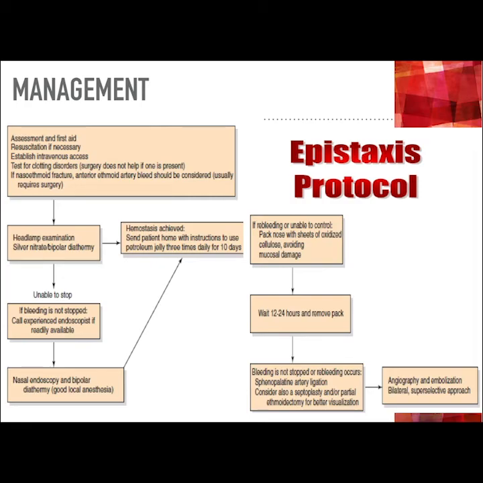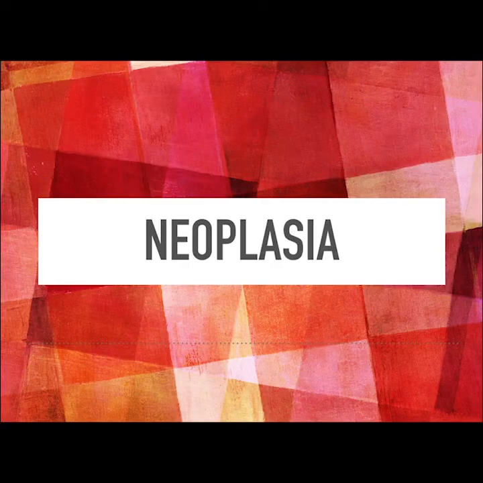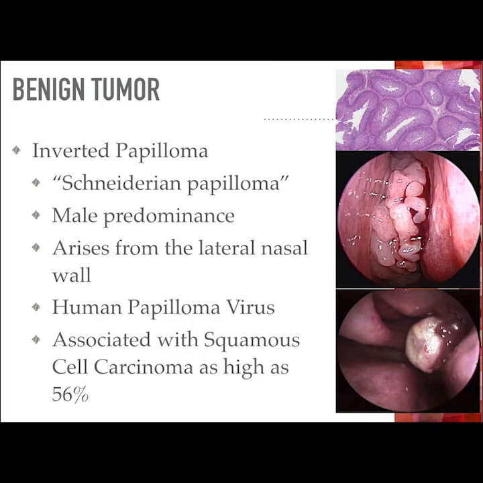The last topic for today will be on neoplasia, benign and malignant tumors. Inverted papilloma or Schneiderian papilloma is the second most common benign neoplasia in the nasal cavity. This is more common in males and typically arises from the lateral nasal wall. It is also associated with HPV infection and has a tendency to transform into squamous cell carcinoma.